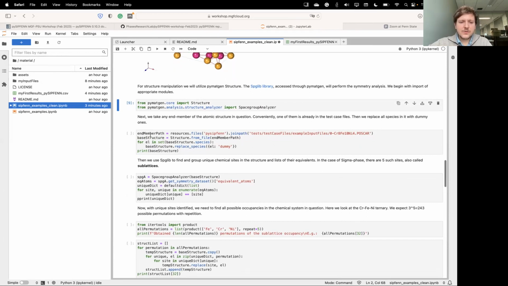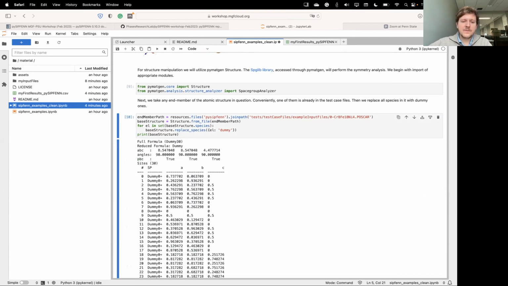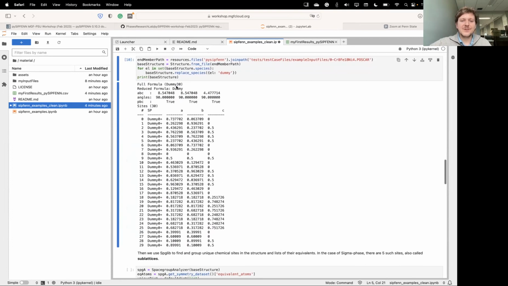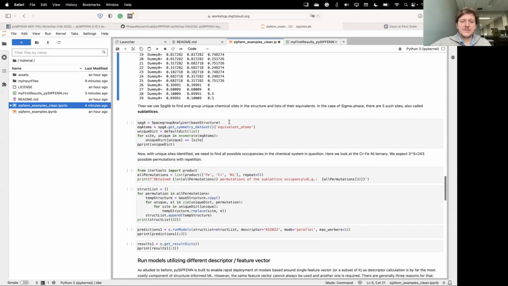And then what we are doing is looking for an end member path. This can be any of the POSCARs that we looked at before. In this case, I just picked the first one, but you don't need to specify which elements are on which sublattices. It's going to automatically determine which of them are unique chemical sites. To do so, we first remove all the elements, just replacing them with dummy species. So we have this structure, which is 30 dummy species with a specific cell and positions of all 30 atoms. Now, we are using the space group analyzer to look for equivalent atoms based on the symmetry dataset it generates.